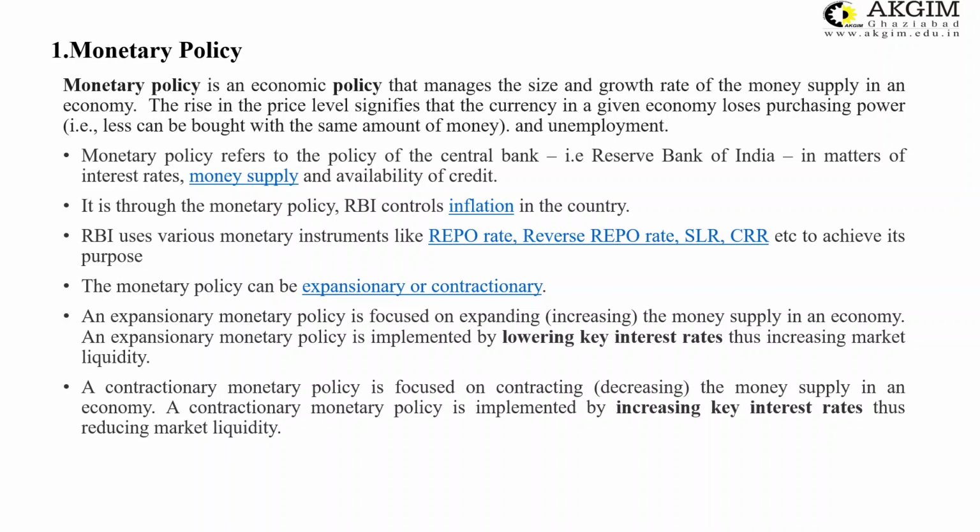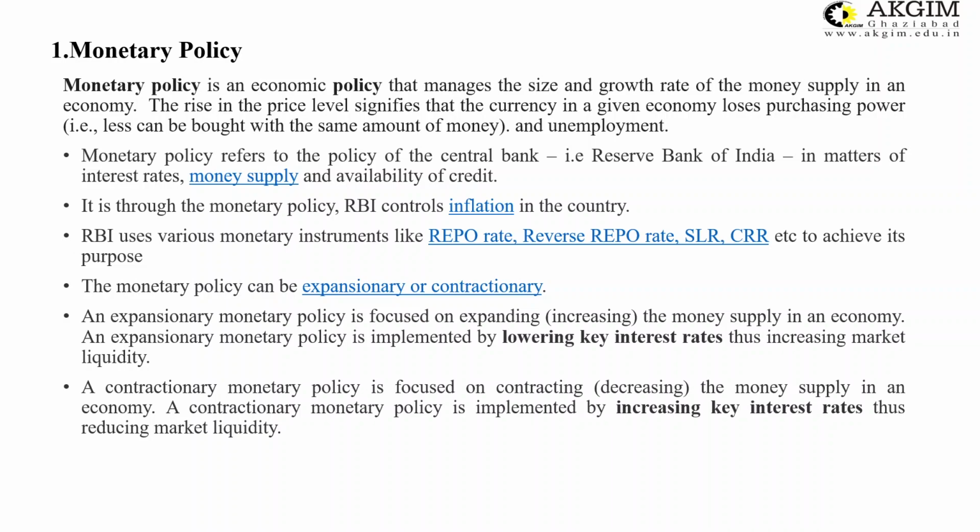So whenever there is more money supply in the economy, government reduces the interest rates, banks reduce the interest rates. So it is called the expansionary monetary policy. And contractionary monetary policy focuses more on decreasing the money supply in an economy. A contractionary monetary policy is implemented by increasing the key interest rates, so as to reduce the market liquidity.